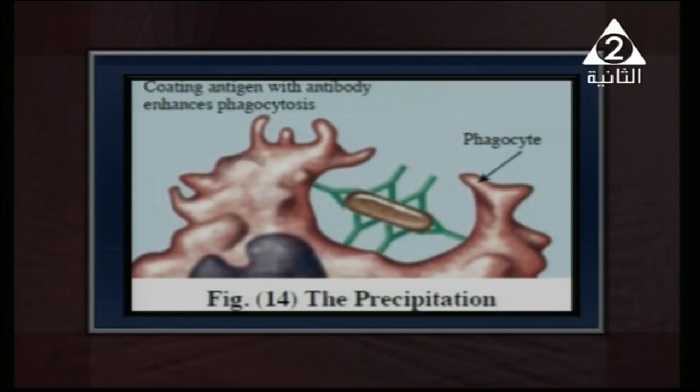We have here the phagocytes, and we have the coat of the antigen with the antibody that enhances or supports phagocytosis for engulfing. And as we said, it happens only for the soluble antigen, to form the antibody complex, or the formation of insoluble antigen, as shown in the picture.